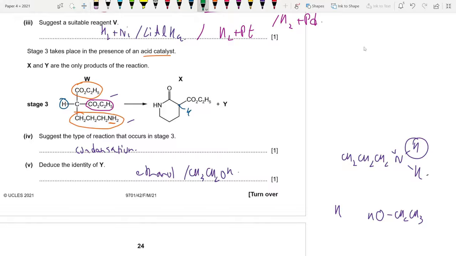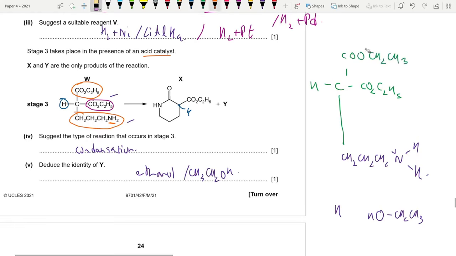So this is our compound, right? CH CO2C2H5, and we have COOCH2CH3. Okay. So look at what's happening. You see this N over here? This N actually bonds with this carbon over here.